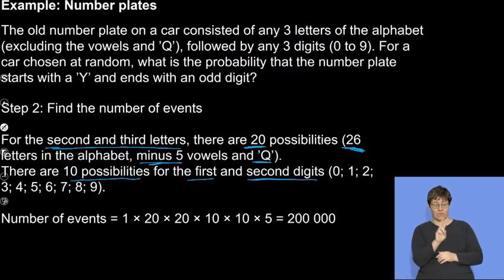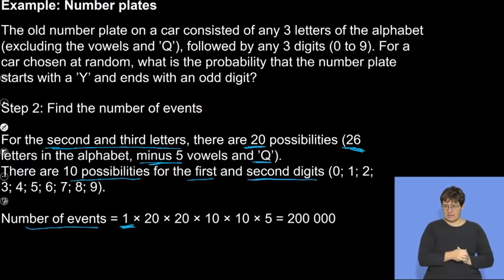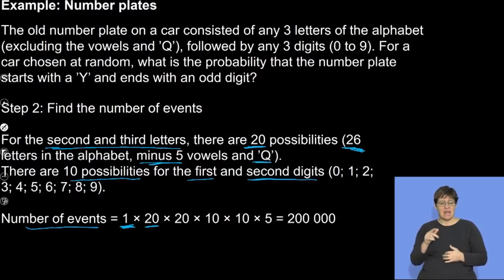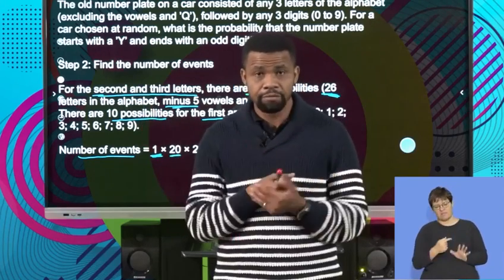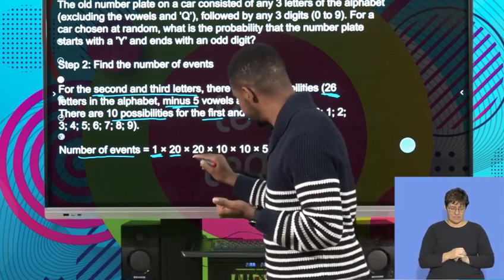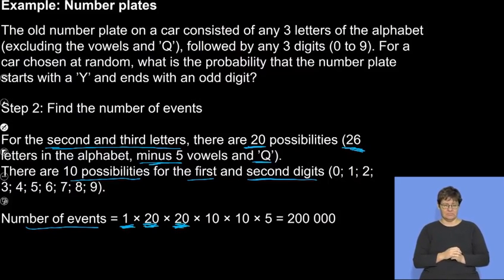So if you look at this now, the number plate must start with Y. We only have one Y. Then for the second position, it must be a letter. How many letters are there? We know there are 26, but we minus the Q and 5 vowels. We're left with 20. Then there's another letter also, because we need 3 letters, which is 20. So you have 1 times 20 times 20.